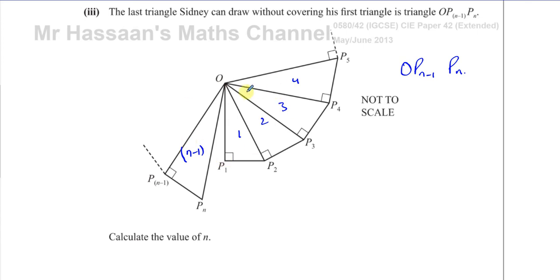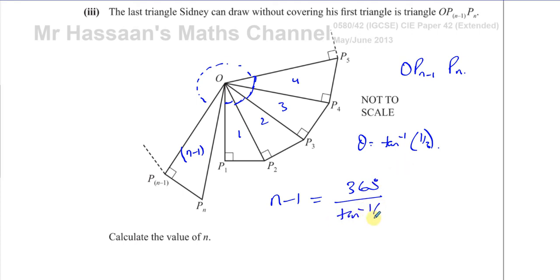Okay, so we're going to work out first how many triangles can he fit into this without covering the first triangle. So obviously it's to do with the fact that these angles will have to all add up to 360 degrees. So we have theta is equal to inverse tan of 1/3. That's a more exact form of it. And we can say that n-1 is going to be the number of these angles that will fit, so n-1 is going to be 360 divided by inverse tan of 1/3.